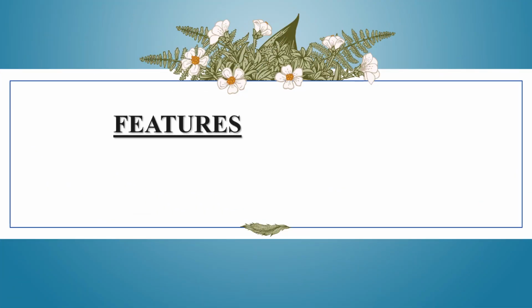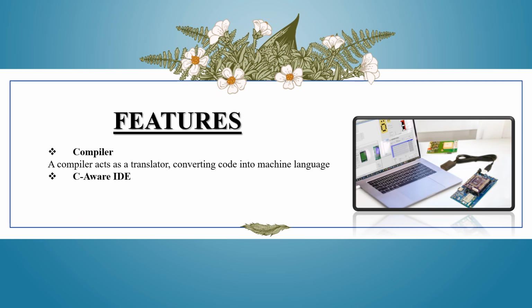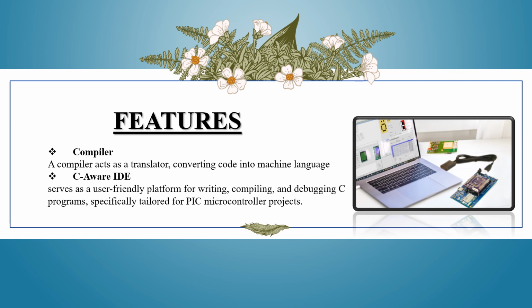Now we will start with features. There are 2 points. The first one is compiler. A compiler acts as a translator, converting code into machine language. The second one is C-aware IDE that serves as a user-friendly platform for writing, compiling, and debugging C programs specifically tailored for PIC microcontroller projects. We will first study compiler and then go to C-aware IDE.